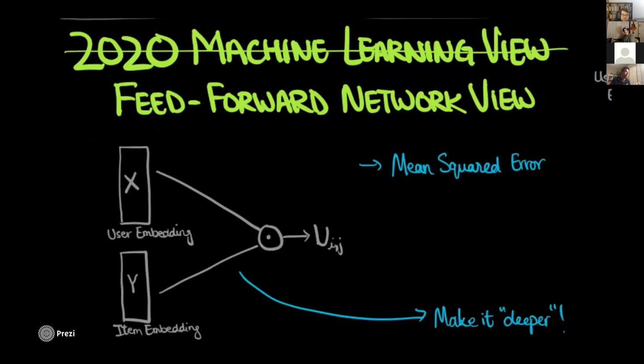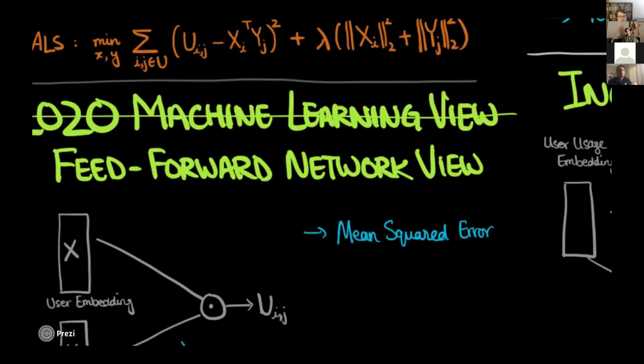But we are in 2020. No one knows what SVD is. No one knows what factorized matrices are. So it's feed-forward neural nets. So when I said factorized matrix, it's a user embedding, item embedding. You take a dot product of them and try to approximate the original matrix with the mean squared error loss. Of course, you can make it deeper. You don't do a dot product. You can add 10 layers in the middle. So that's what you do.